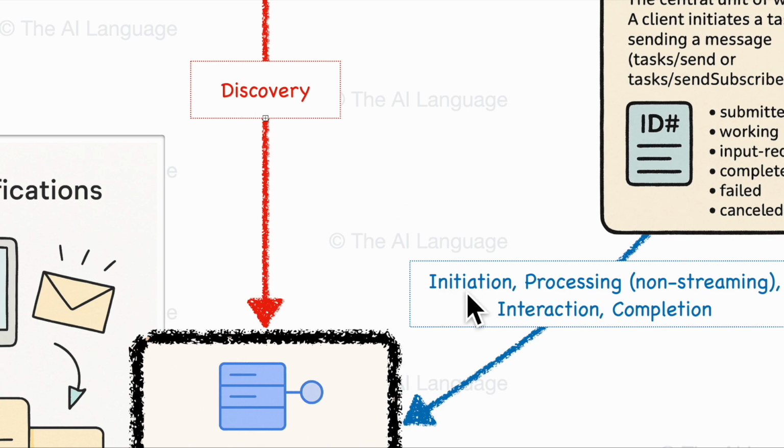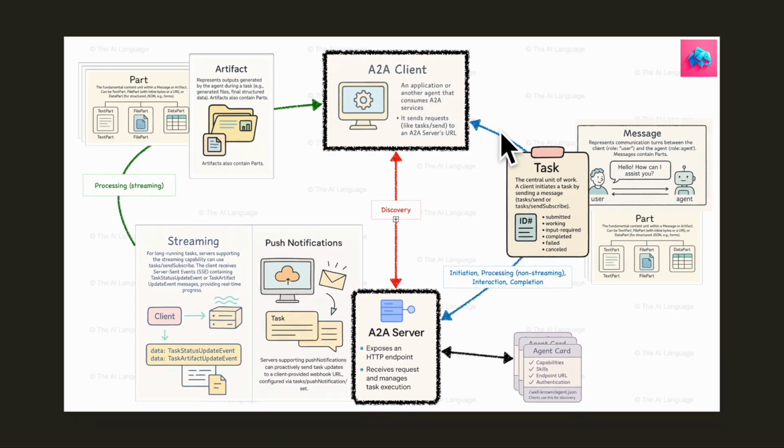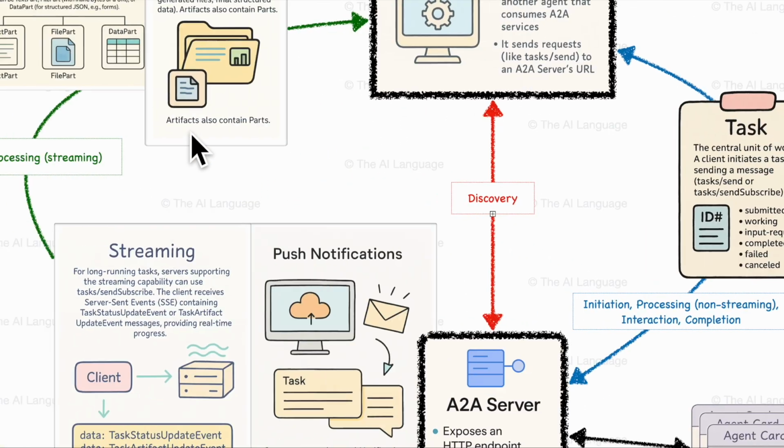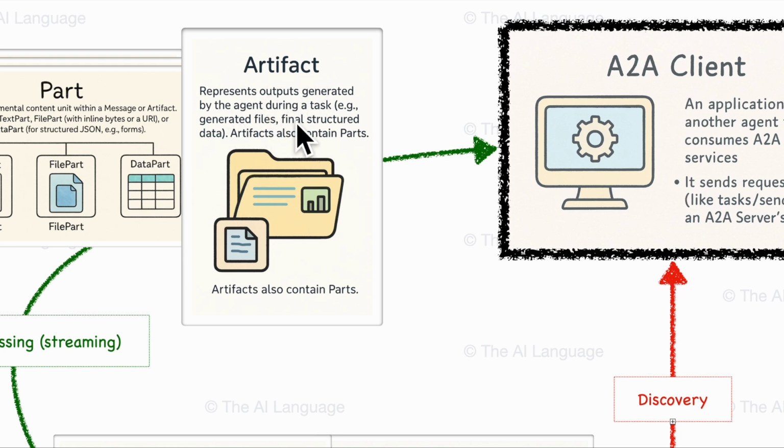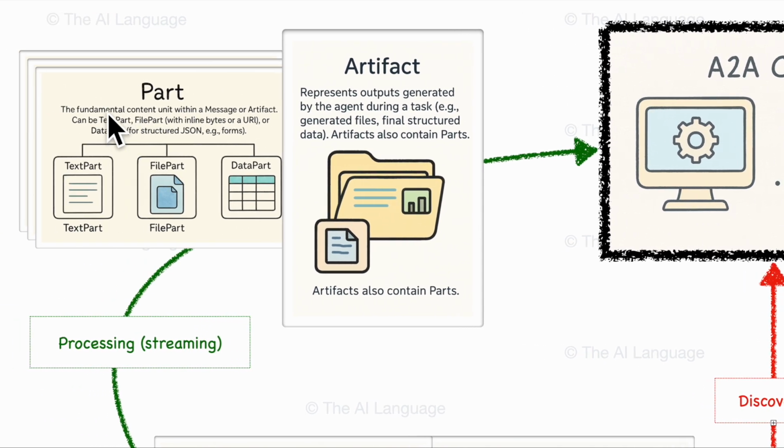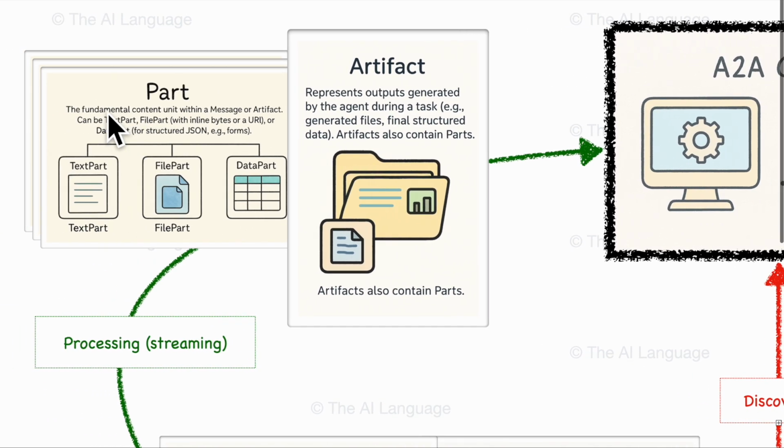after the discovery flow. Alright, so once we have the task that started, as the agent works, it may produce what we call artifacts. So these artifacts are basically structured outputs like final answers or generated files or structured data, and they also follow the same part structure that's followed by tasks and messages.